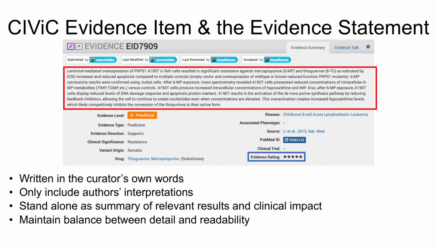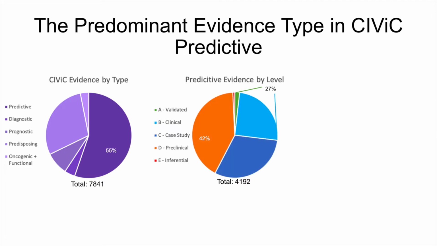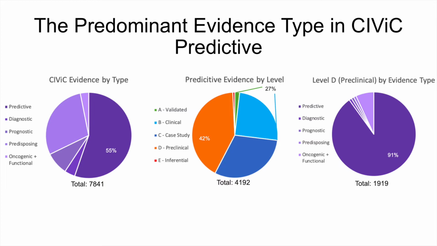Both new and experienced curators have indicated the need for improved direction on creating evidence statements and maintaining their readability. Analysis of CIViC evidence has shown predictive evidence predominates, comprising 55% of all submitted evidence. When viewing the breakdown of predictive evidence by level, high-level A and B clinical data represent 27% and preclinical comprises 42%. Furthermore, preclinical data is clearly dominated by the predictive evidence type at 91%.